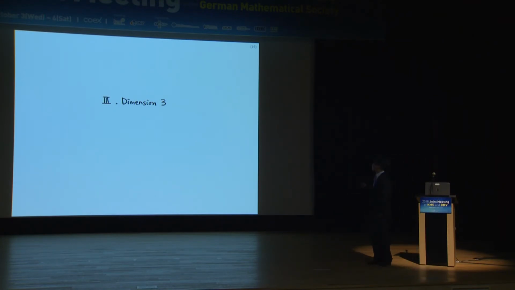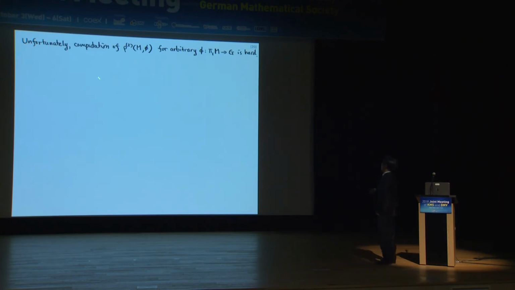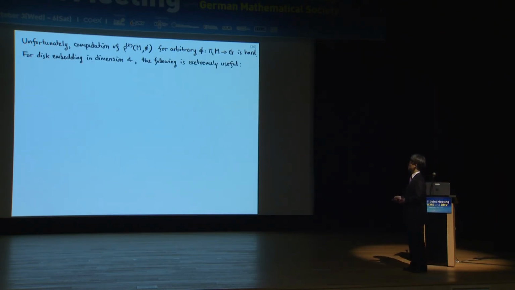Okay, so let's just go on. Dimension 3. So let me start with some motivation from dimension 4, although I will focus on dimension 3 in a minute. Unfortunately, even though this Cheeger-Gromov invariant is extremely useful, its computation is very difficult. It's almost impossible to determine the value of the Hirzebruch type L2 signature defect in the general case.